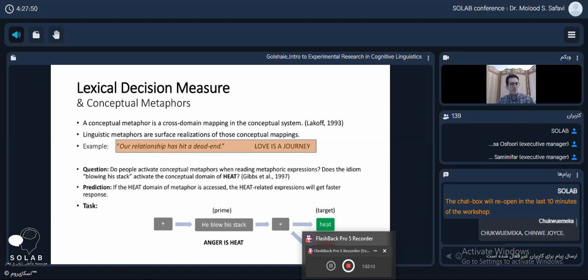And after presenting the prime, as the target, they gave participants two words. For example, in one condition, they see the word heat. In the other condition, they see the word lead. So here, heat is related to the domain of the metaphor. And they actually found that the response to the heat target word is faster than to the non-related target. So they confirmed their hypothesis, the conceptual metaphor hypothesis, that in these idioms, the underlying conceptual domain can be activated.